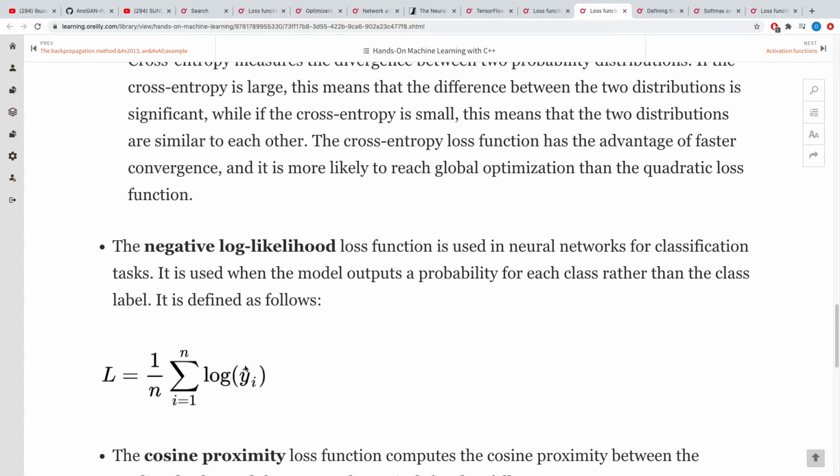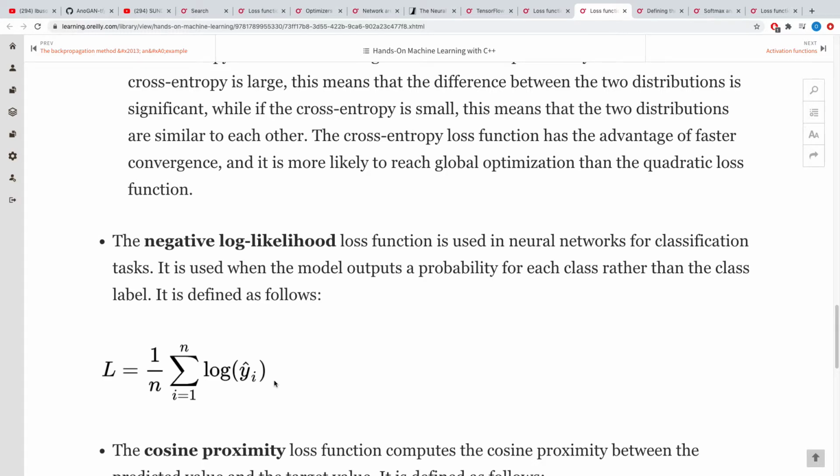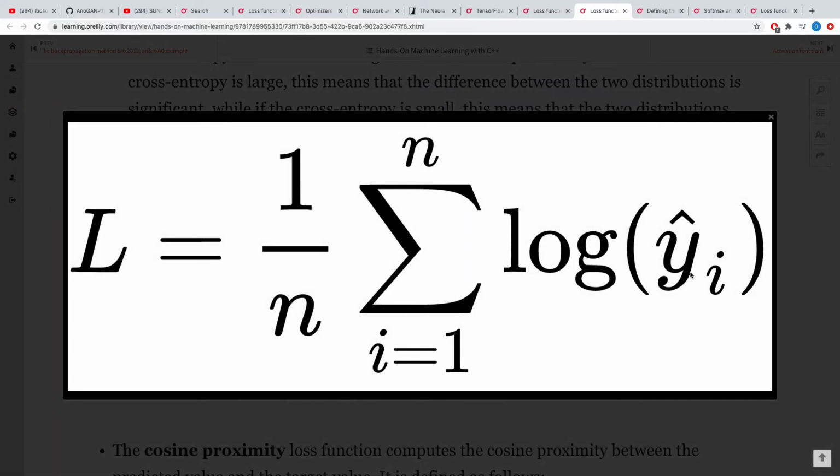So you already have your predictions, but you want to scale the probability for each of the classes. So you use the negative log likelihood. This is the formula. You have the log of the prediction, summed over the data points, and you normalize.